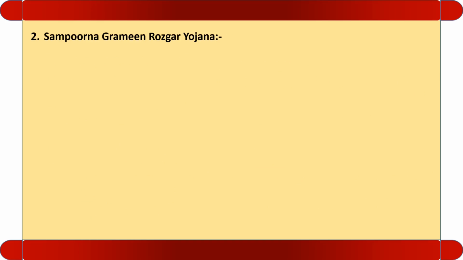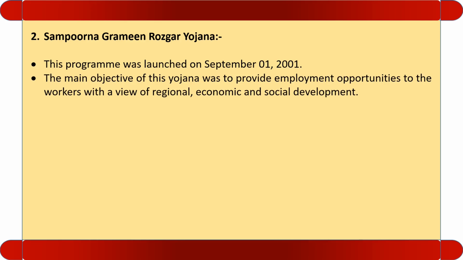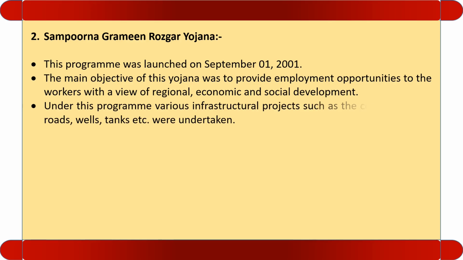The next program is Sampoorn Gramin Rojgar Yojana. This program was launched on September 1, 2001. The main objective of this Yojana was to provide employment opportunities to the workers with a view to regional economic and social development. Under this program, various infrastructure projects such as construction of roads, wells, tracks, etc. were undertaken.